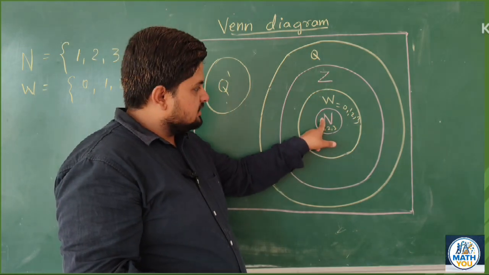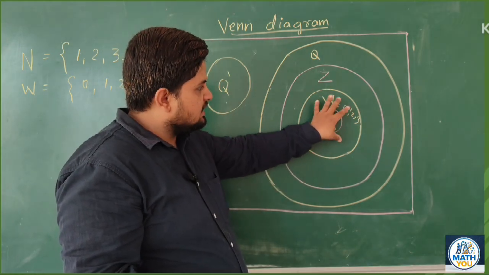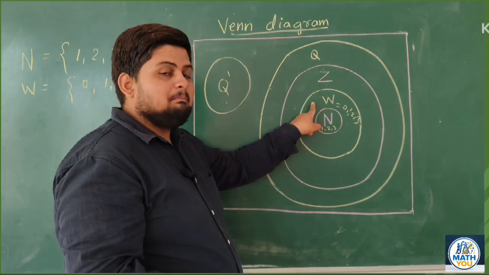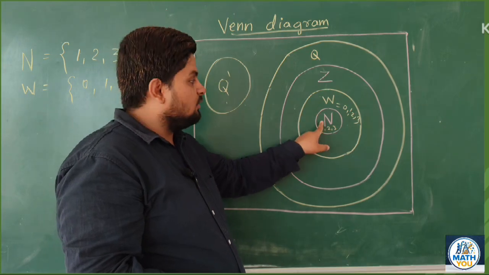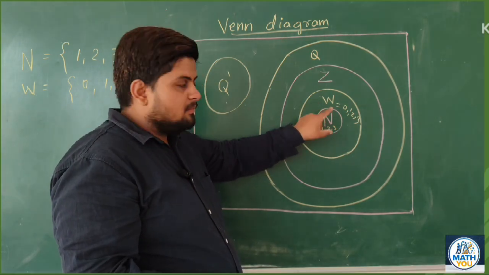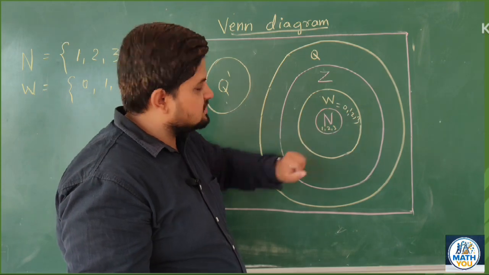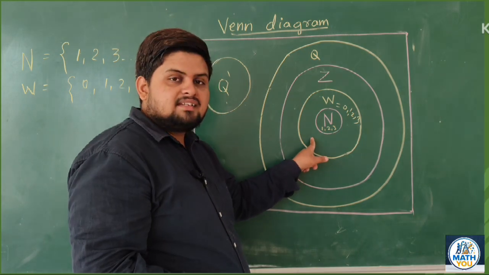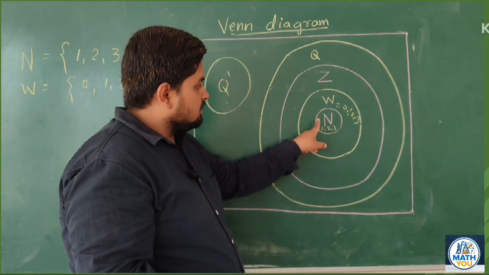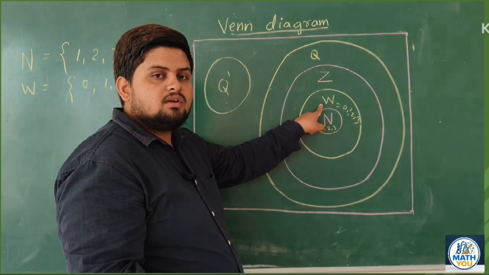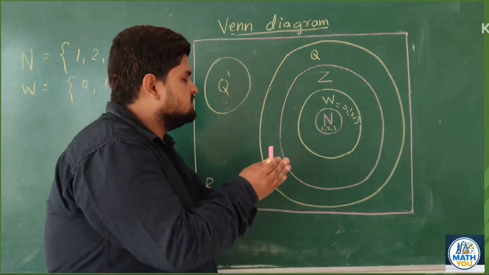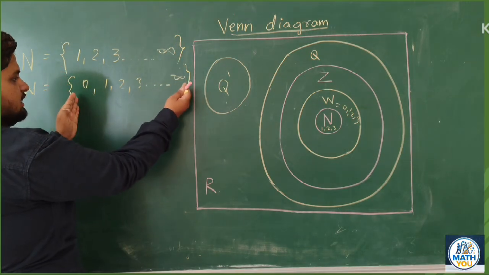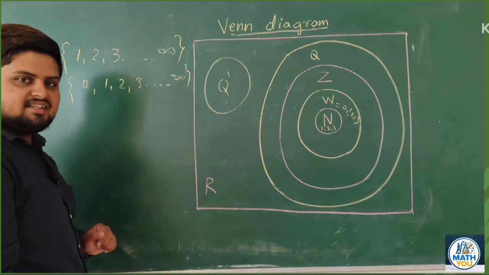That means the natural numbers are lying inside the set of whole numbers. That means natural numbers belong to the whole numbers. That means all the natural numbers are whole numbers. See here, the smaller circle, the circle which is represented by the natural numbers, is inside the circle of whole numbers, inside the second circle. That means all the natural numbers belong to the whole numbers. They are lying inside the whole numbers.